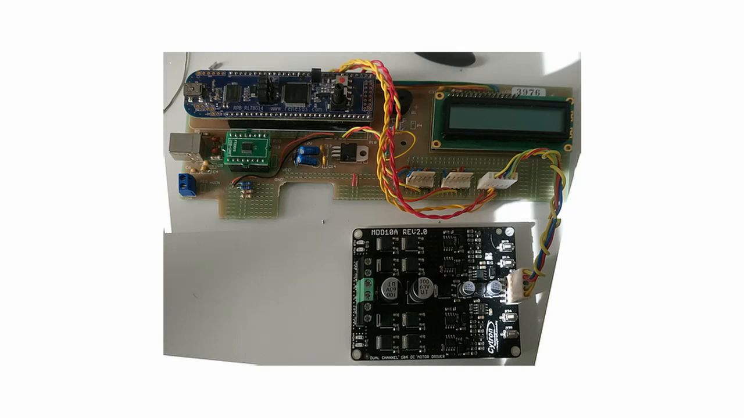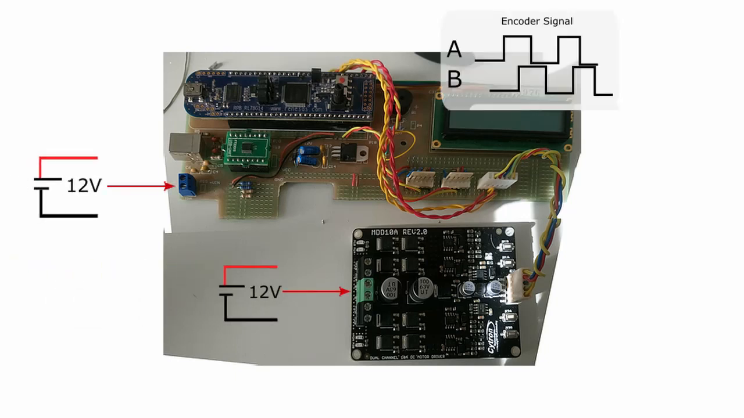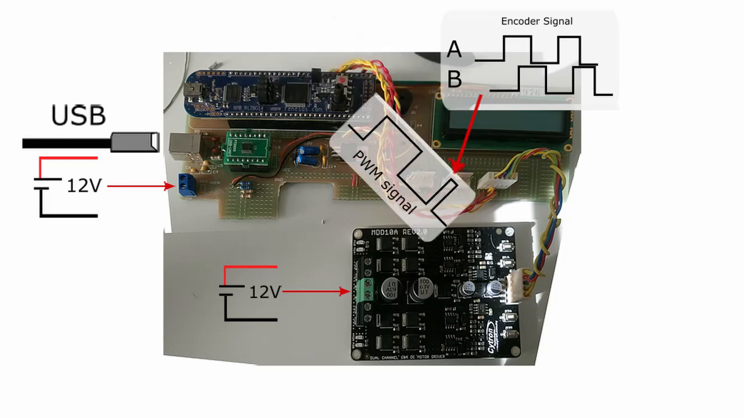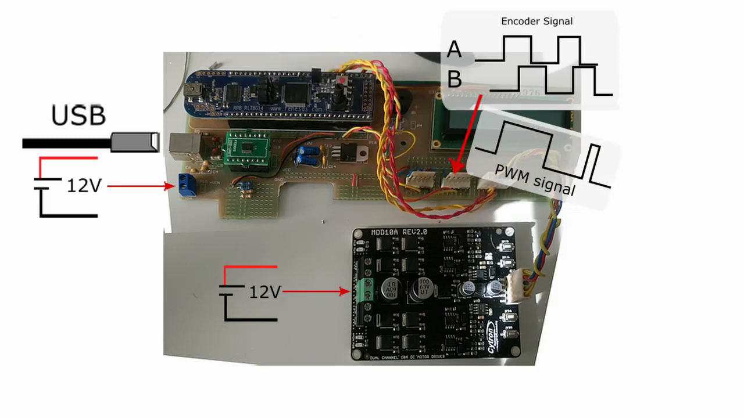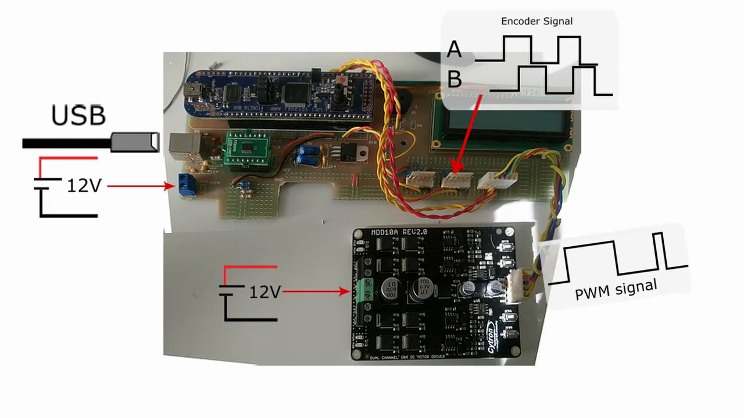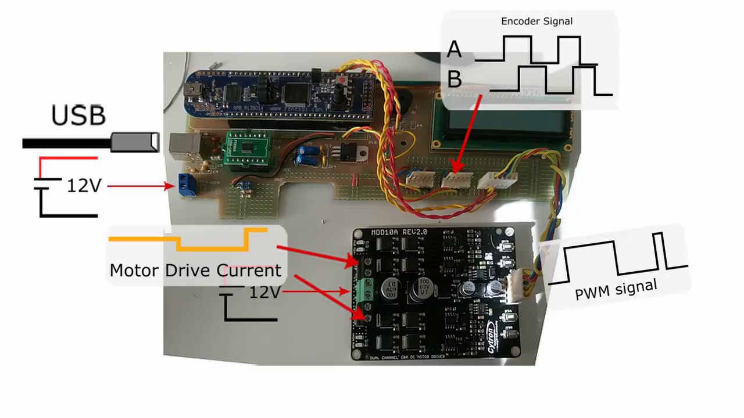So in conclusion, you have the 12 volt supply that goes to your controller board and your motor driver. You have the encoder signals that go to these pins. You have the USB for commands for input, and then the PWM signal that goes out from the controller to the motor driver board. The motor driver board converts this into a current that drives the motors, and the motors give feedback through the encoder signals again.